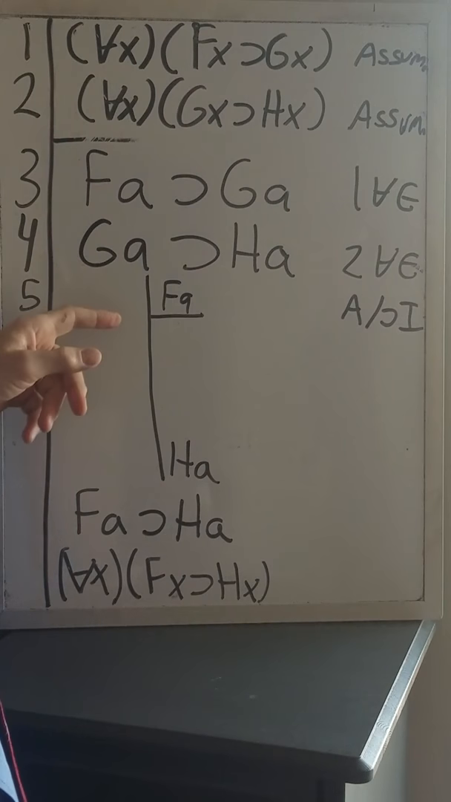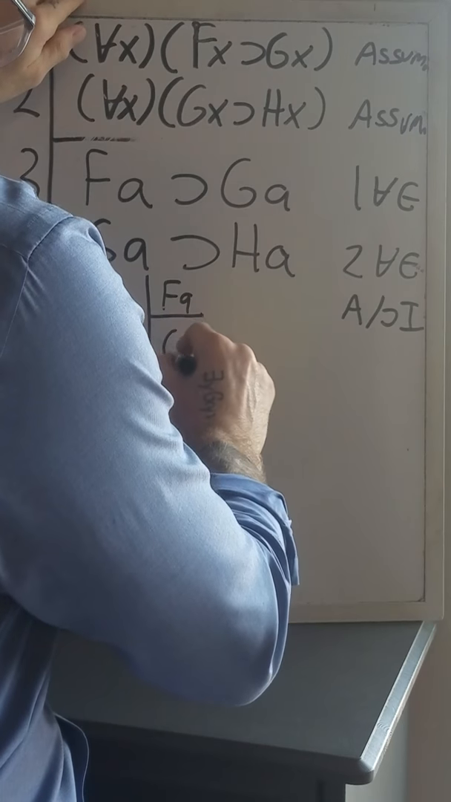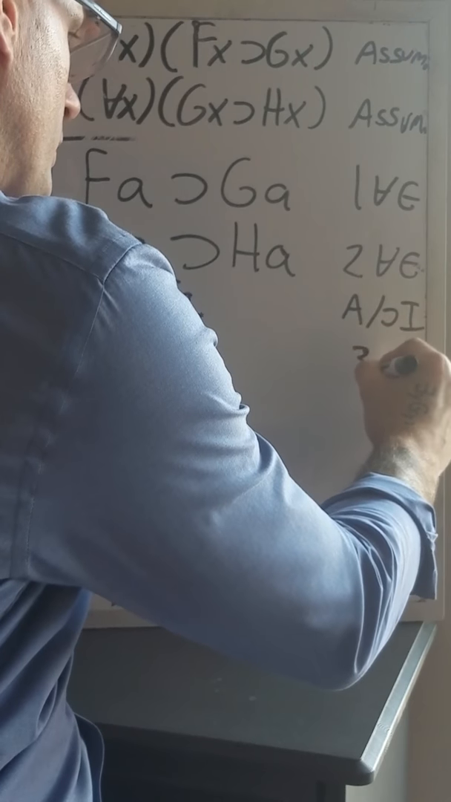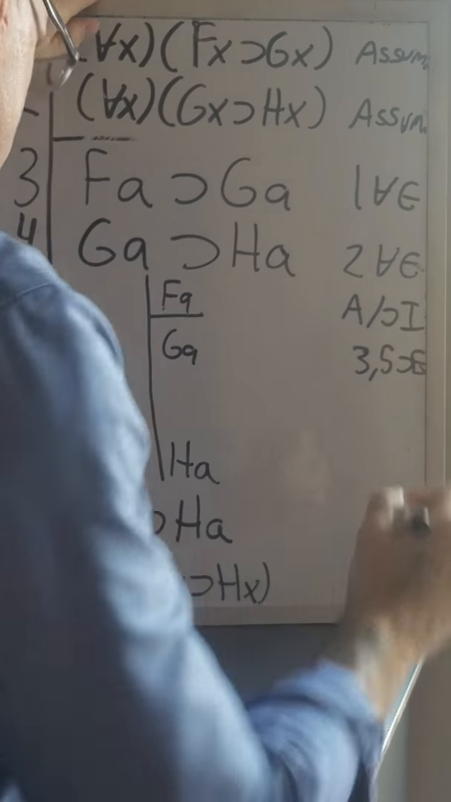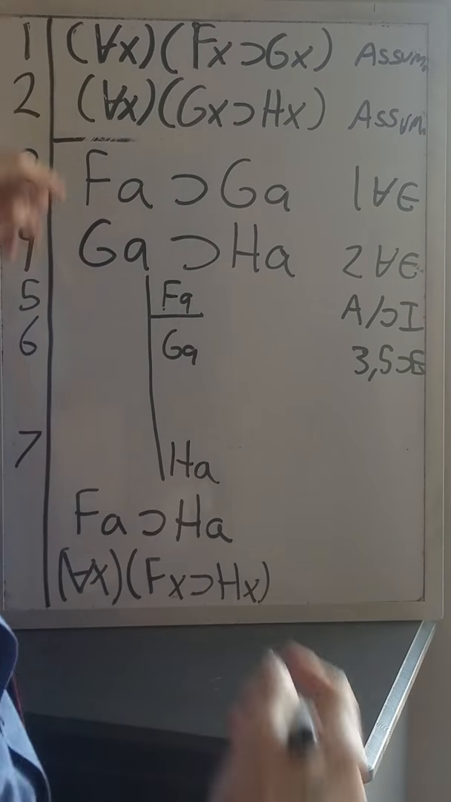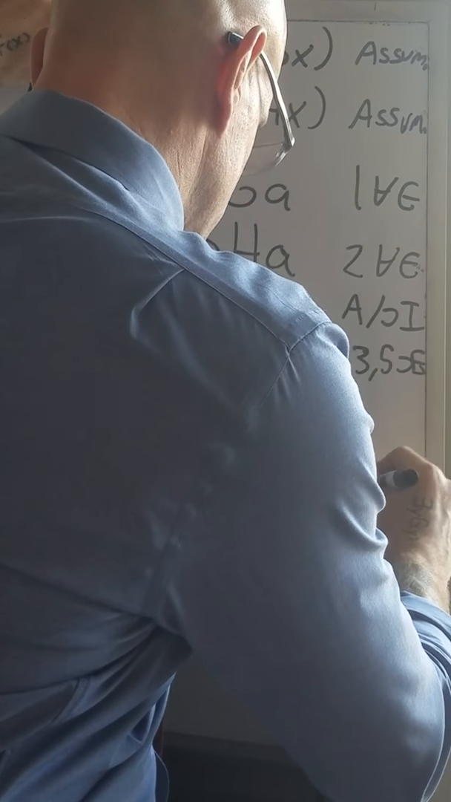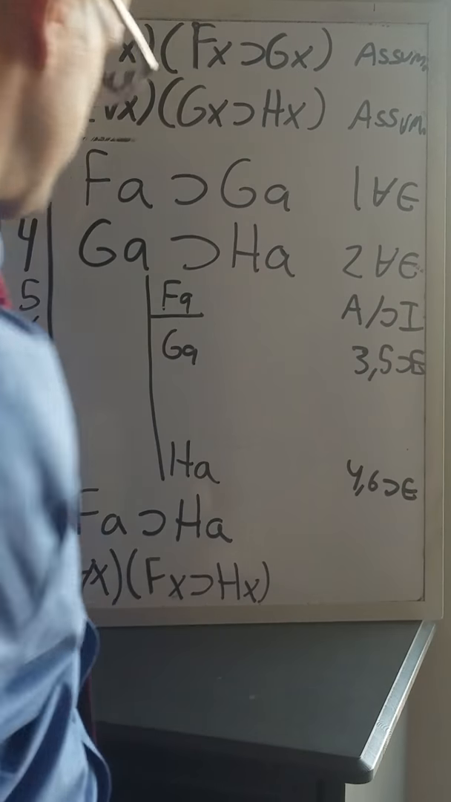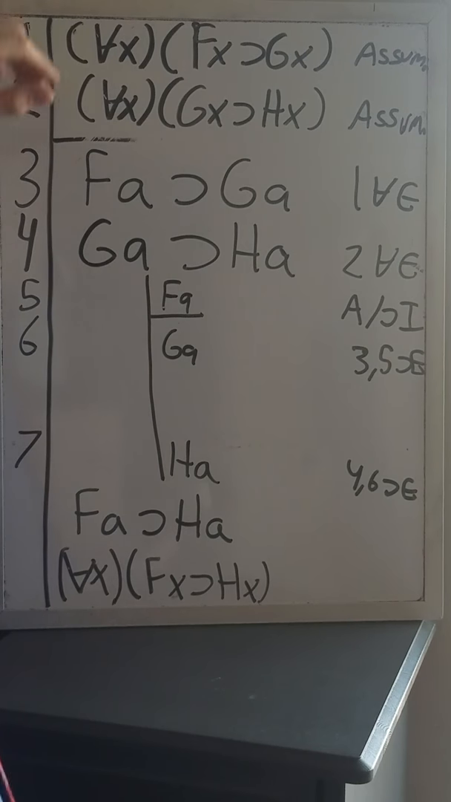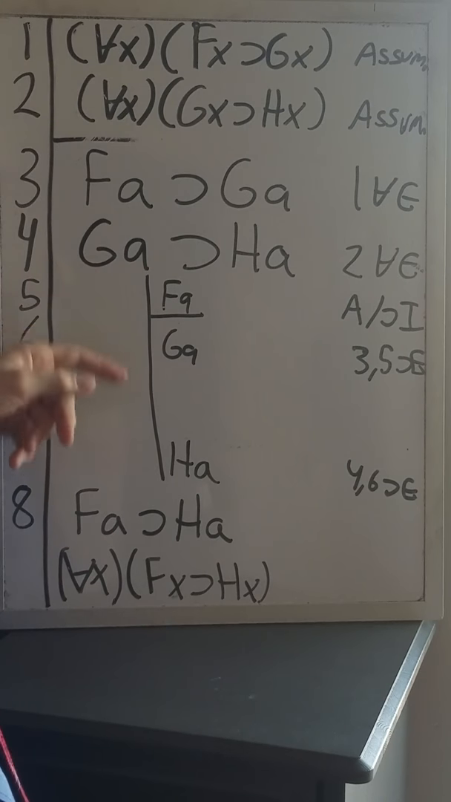Okay. So from the assumption of FA, we get GA by conditional elimination, lines 3 and 5. Now we have HA by lines 4 and 6, conditional elimination. So we've shown, on the assumption of FA, that HA follows. So we can use conditional introduction now, lines 5 through 7.